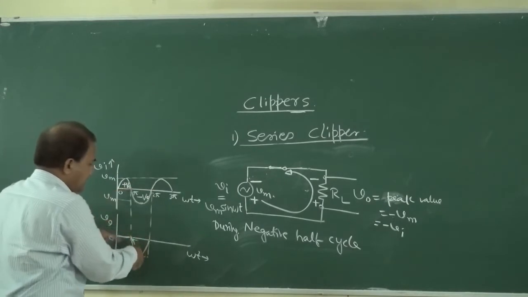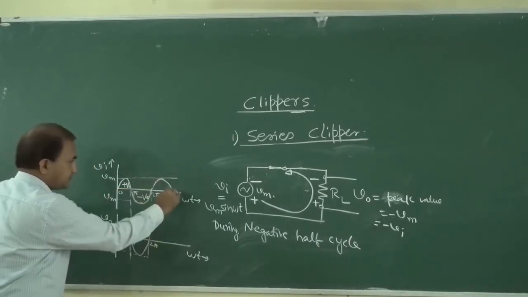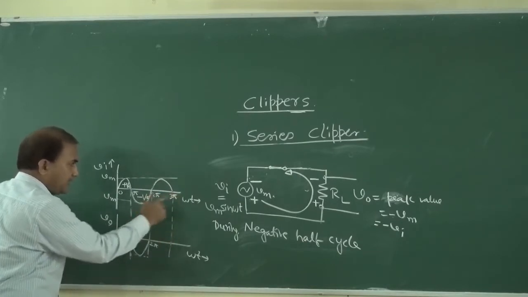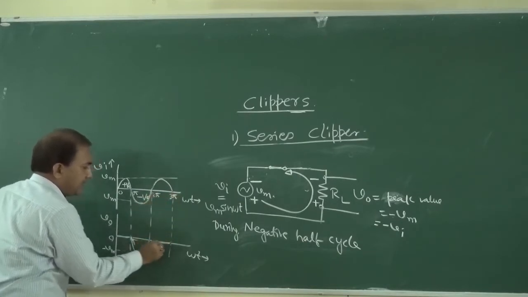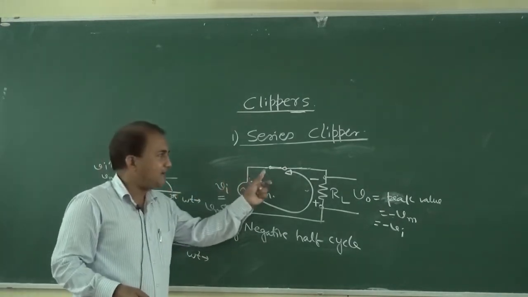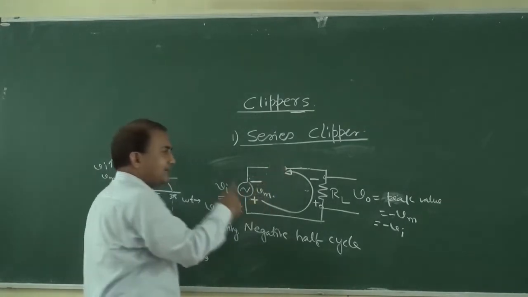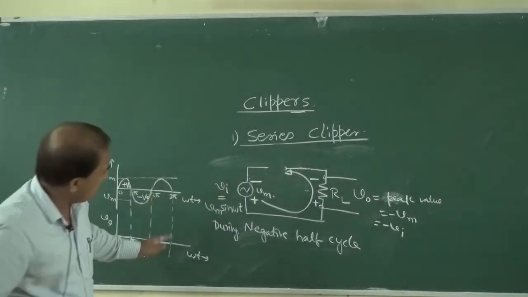This signal is complete from pi to 2 pi, this is pi and this is 2 pi. And from 2 pi to 3 pi, it will be in reverse bias condition and I will be equal to 0. So in reverse bias condition, I is equal to 0. Then in that case, V output is equal to 0.